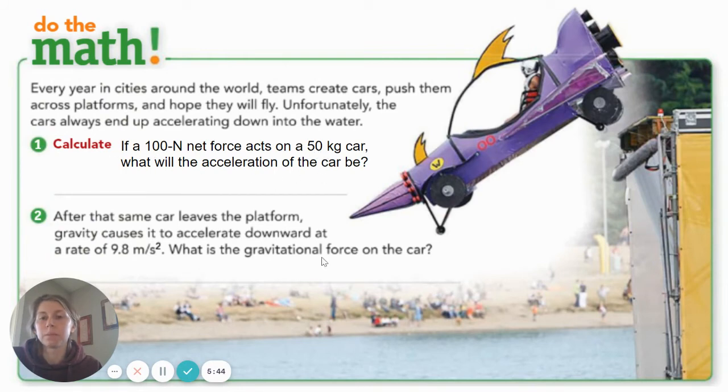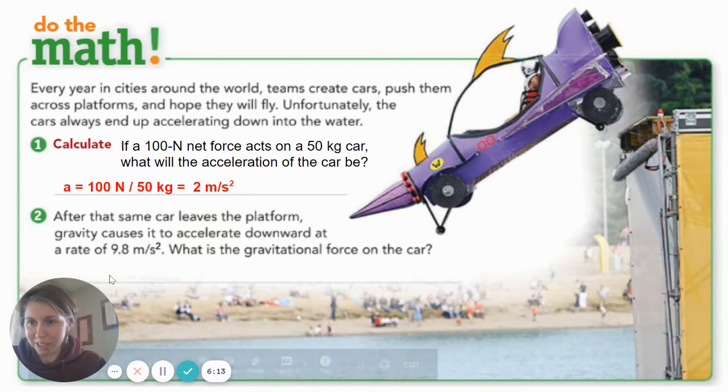Think of our two equations: force equals mass times acceleration, or acceleration equals force divided by mass. We have the force and the mass, but not the acceleration, so we use acceleration equals force divided by mass. Our force, 100 newtons, divided by 50 kilograms, equals 2 meters per second squared. So this car is accelerating at 2 meters per second squared off the ramp.